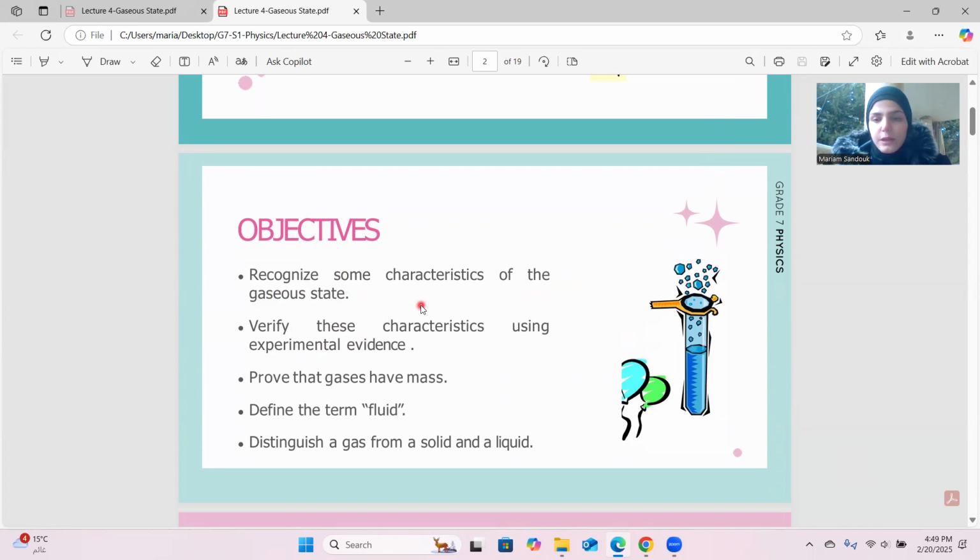So in order to know the characteristics of gases, we will perform two, three experiments to deduce what are the characteristics of these gases. We want to prove that gases have mass. We want to define the term fluid. What's fluid? And finally, we want to distinguish a gas from a solid and a liquid.